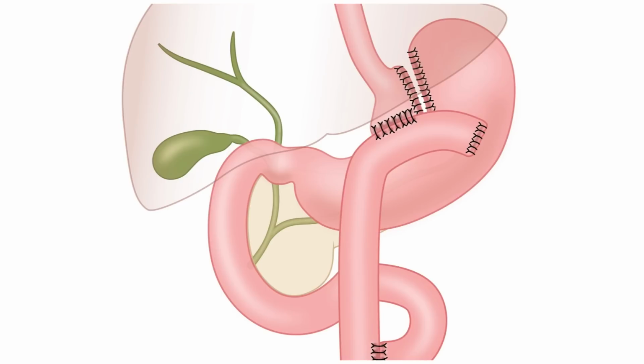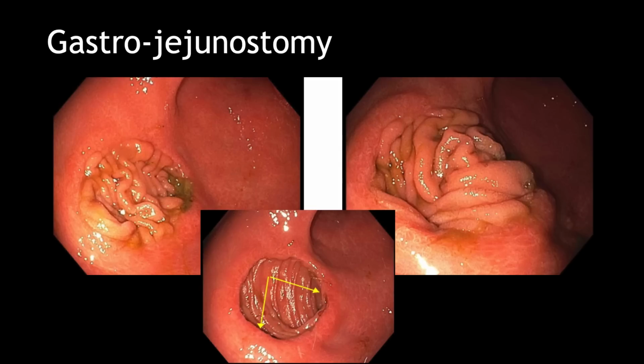The other end will be the efferent limb, where as you go down, you may encounter the duodenojejunal anastomosis, or the Roux limb. Depending on how long the surgeon leaves the Roux limb, you may or may not actually find this third anastomosis. So here is a gastrojejunostomy procedure.